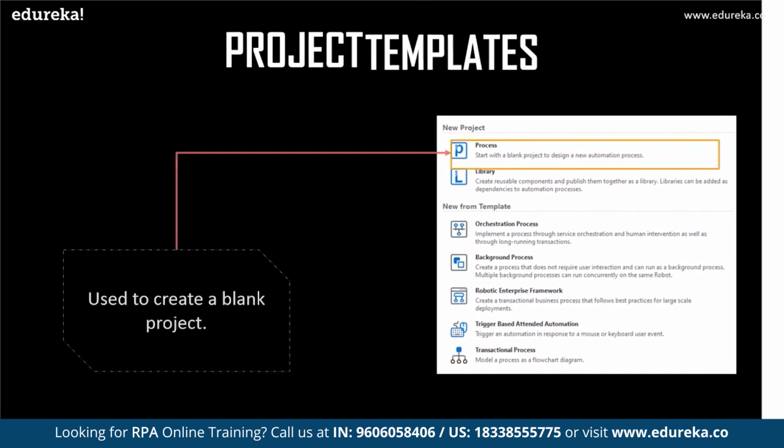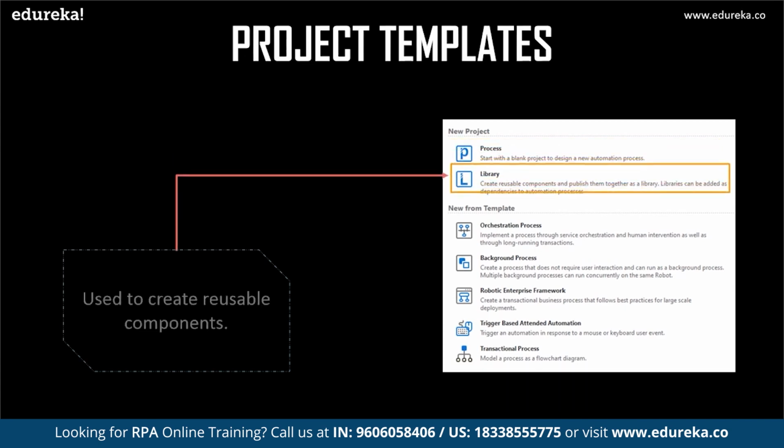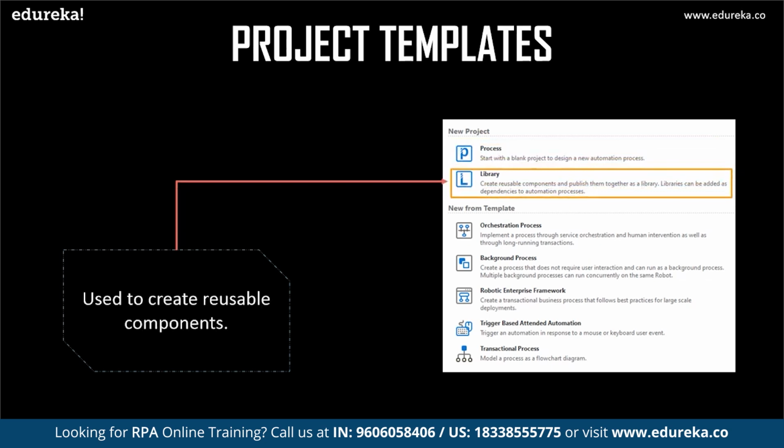So starting with process, a process is basically a blank project which is used to design new automation processes. Coming to library, well, the library is used to create reusable components and publish them together as a library.